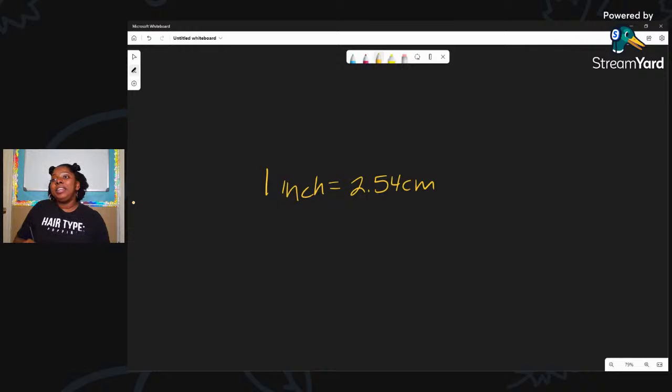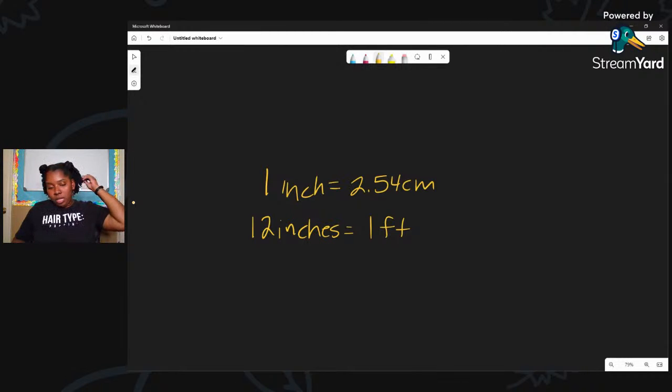All right. And then the other thing you need to know is that 12 inches, you probably know this already, equals 1 foot. Okay. So 12 inches equals 1 foot, and 1 inch equals 2.54 centimeters times 12. And you're not going to get 96 though. All right. So 12 inches are in 1 foot.